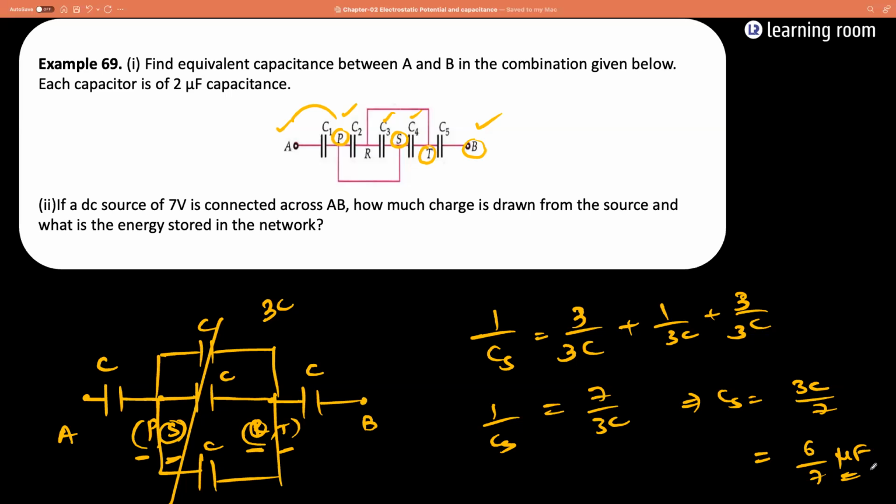Do the next part of the question, guys. If a DC source of 7 volt is connected across AB, how much charge is drawn from the source and what is the energy stored in the network?